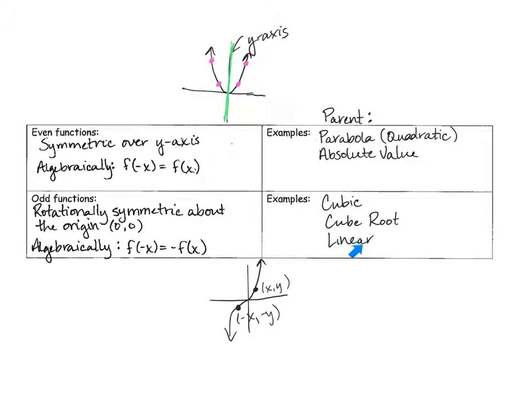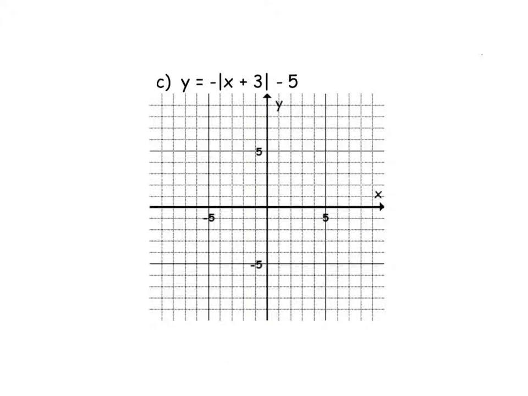Again, cube root and linear and cubic, those are all rotationally symmetric about the origin for the parent graph. If we start moving them over and up and things like that, that changes the situation. All right, so just a couple of examples. Our parent graph that we're dealing with here, because of those two lines, is the absolute value.